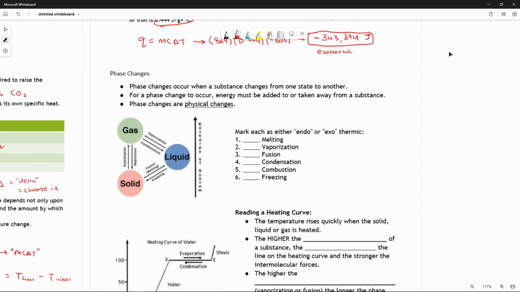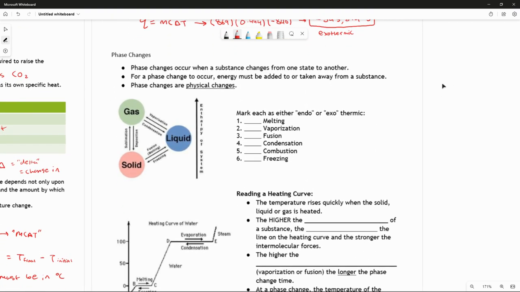All right, let's reinforce our ideas. Phase changes. Phase changes occur when a substance changes from one state to another. That's like if you have a solid and you go to a liquid, and then you go to a gas, or you can go from gas to liquid, or you can go from solid directly to gas. These are all going to be phase changes from one state to another.